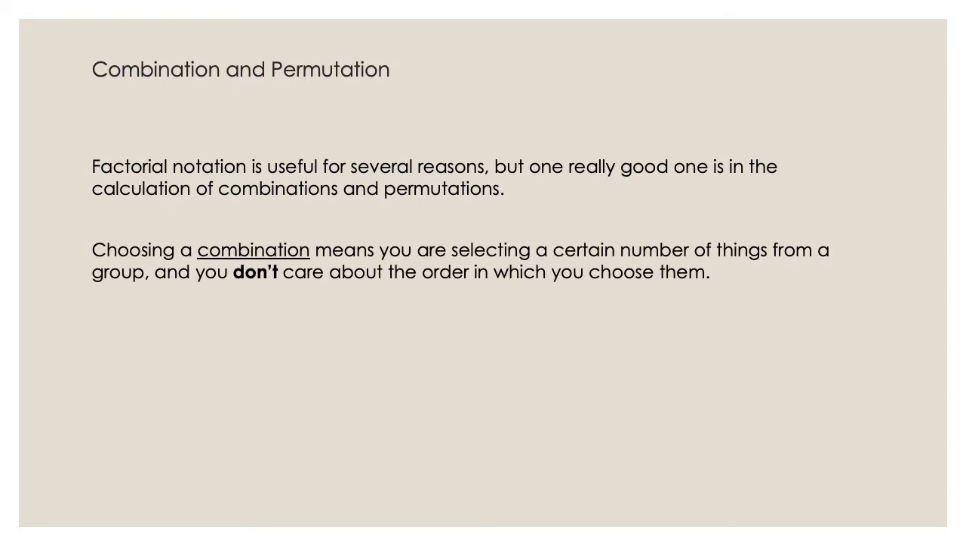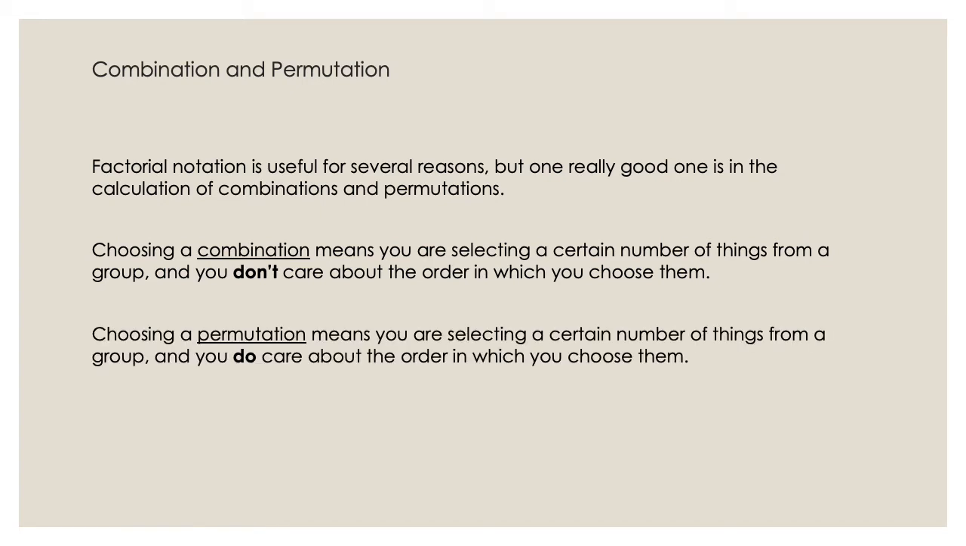Choosing a combination means you are selecting a certain number of things from a group and you don't care about the order in which you choose them. Choosing a permutation means you are selecting a certain number of things from a group and you do care about the order in which you choose them.